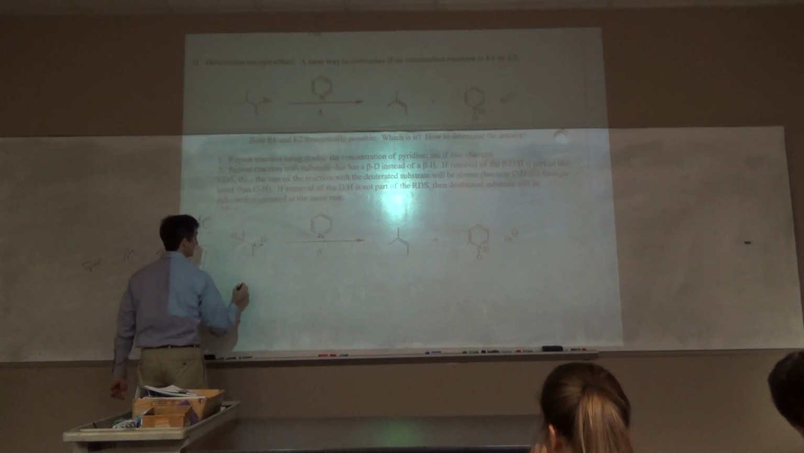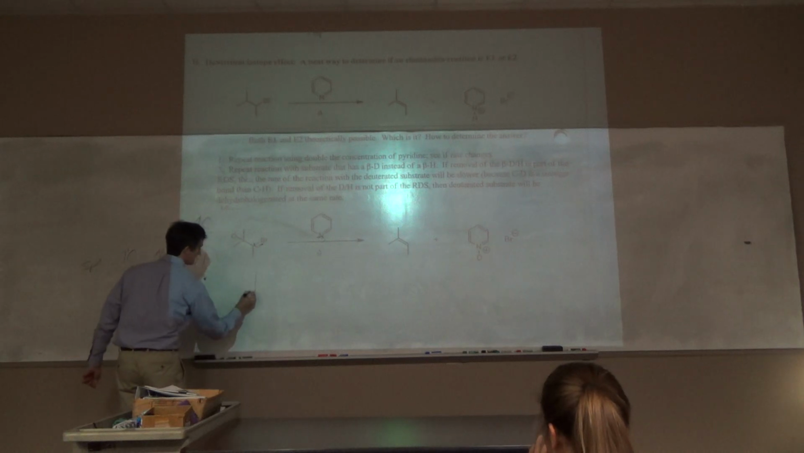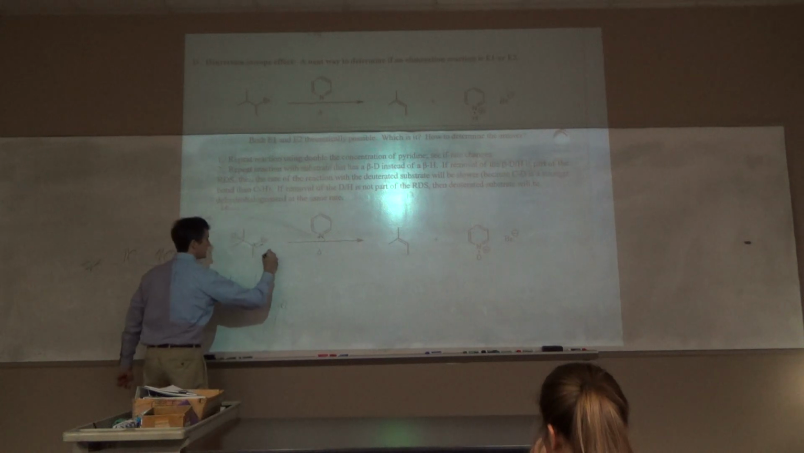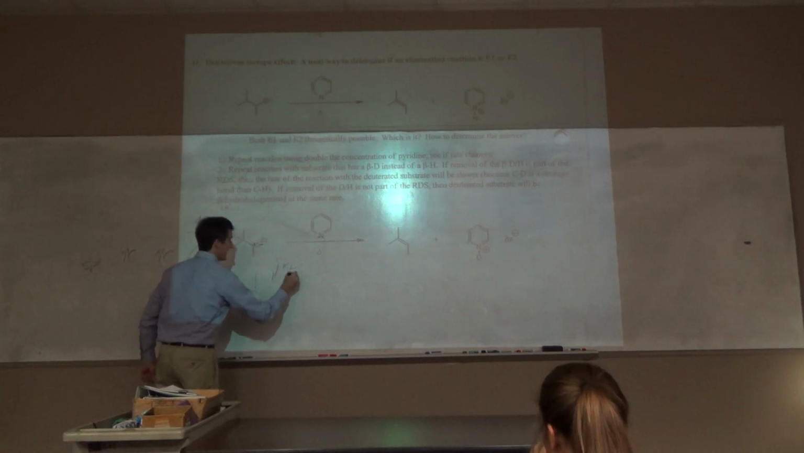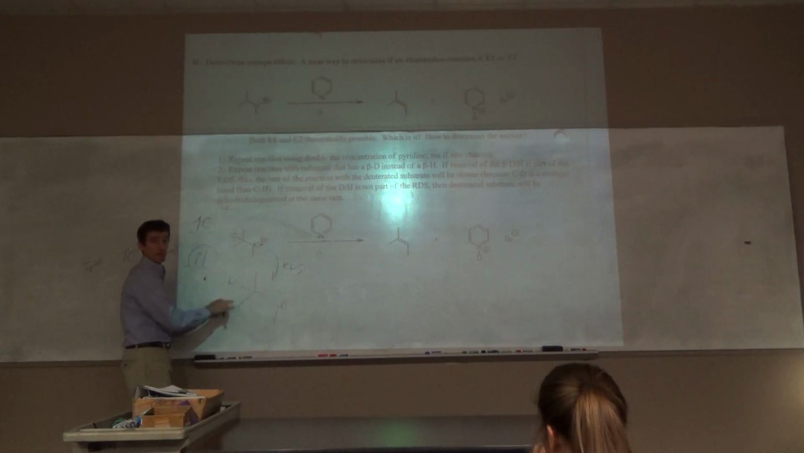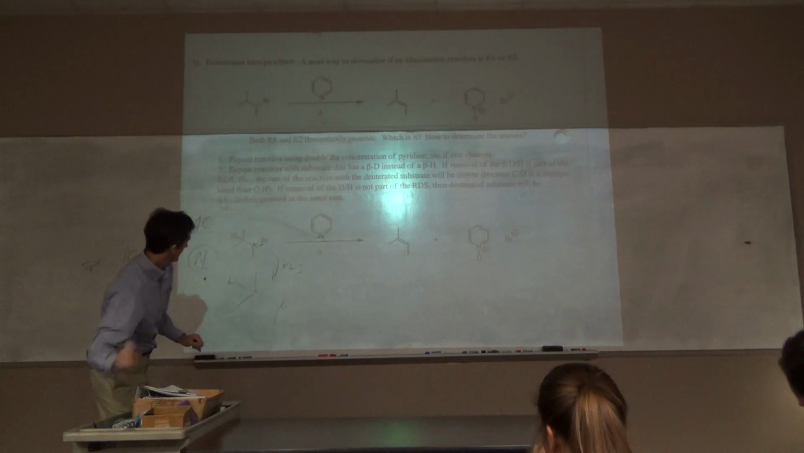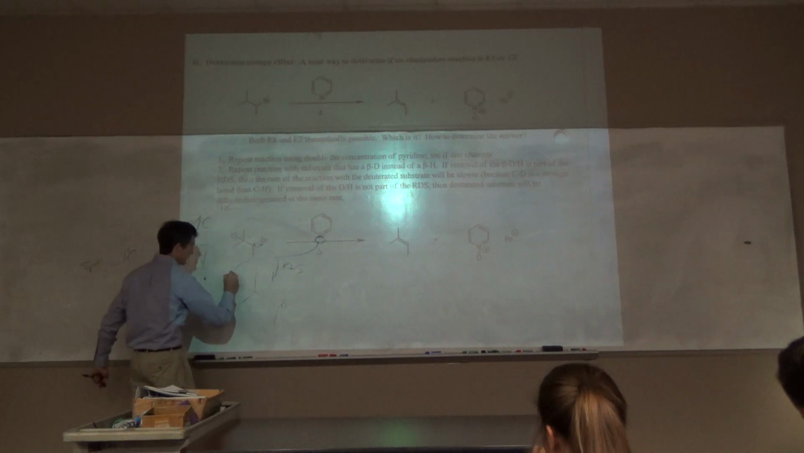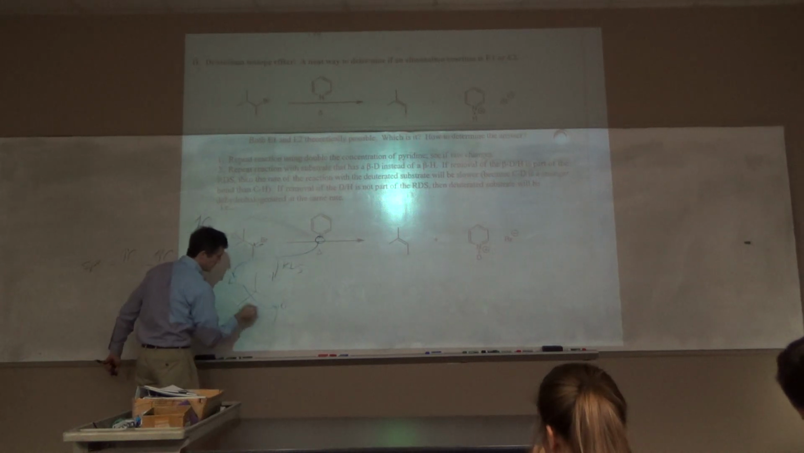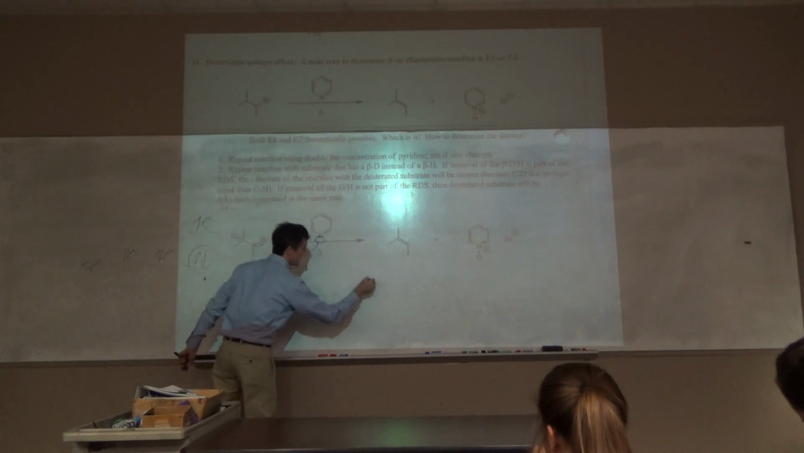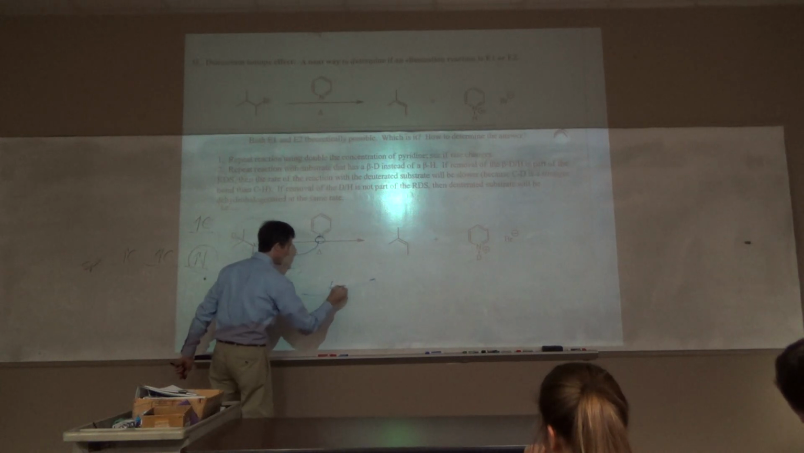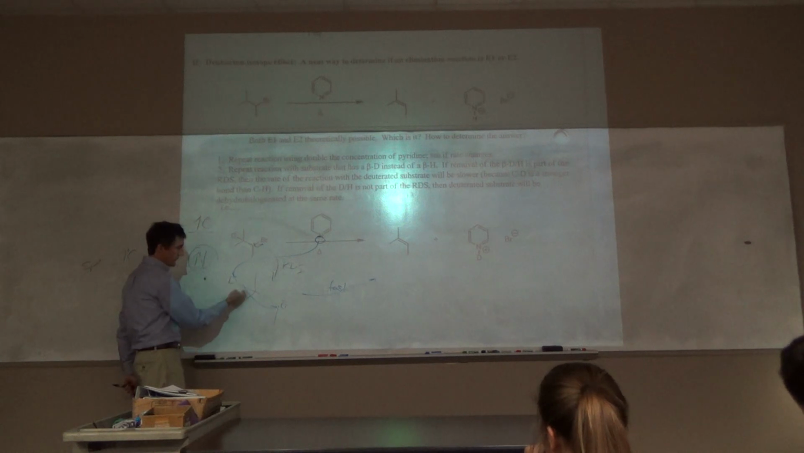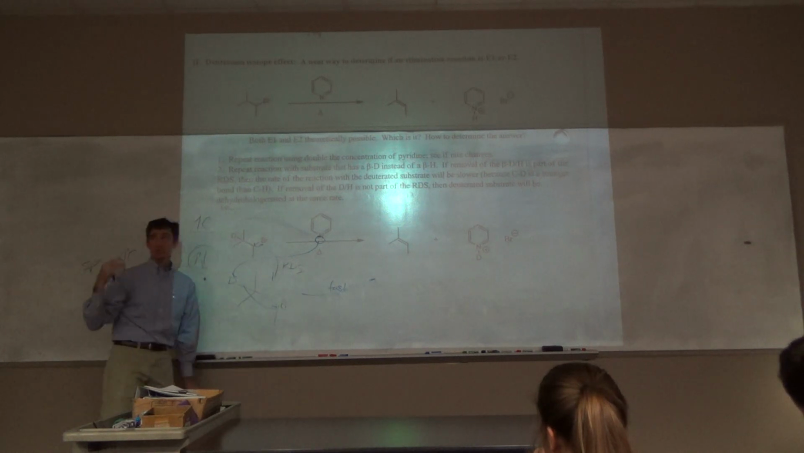E1 is leaving group leaves, and we get a carbocation, right? That's your rate determining step. This bond is not being broken there. At this point, the base comes in, if we want to call it weak, and you do this. But that's fast. That's the fast beta elimination, the second part of the E1. Breaking this bond in the fast step is not going to affect the rate.